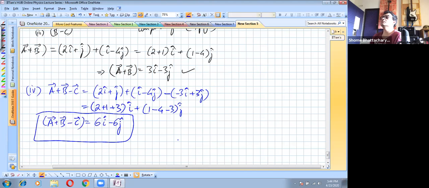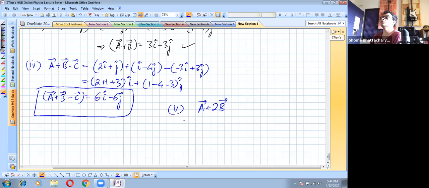Another type of operation we can do over here is something like E plus 2B. So how do we do this? Again, very simple. You take the vector E, which was 2I plus J, and add to it the vector 2B. So 2 times B is 2 times I minus 4J.